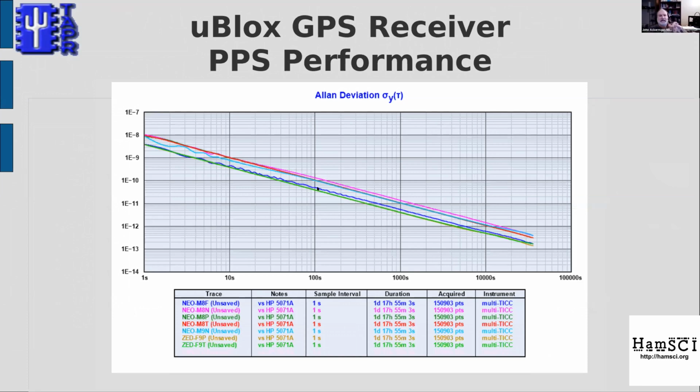This is the receiver performance of a number of u-blox GPS modules. And there's basically about half an order of magnitude difference with a price difference. The cheapest one is about $25 in quantity. The best one is about $150 to $175. So there is some difference in performance here. It's not huge, but we have a decision to make in that regard as well.